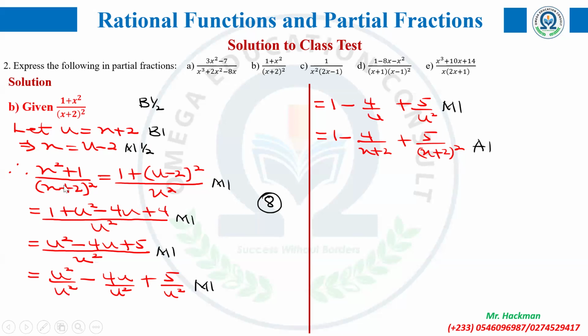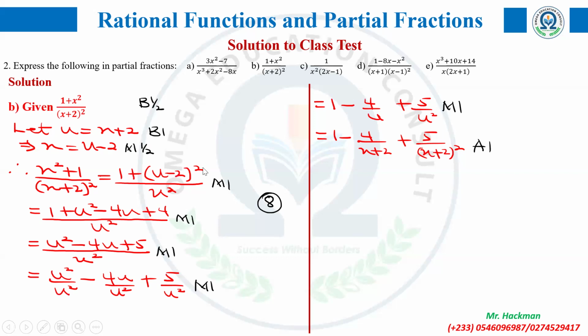Okay, that was just by the way. So this will be equal to 1 plus, then you come and substitute for your x. Remember, you said x is equal to u minus 2. So (u minus 2) in brackets, then squared, all over, you said x plus 2 is what? u. So it will be u squared.